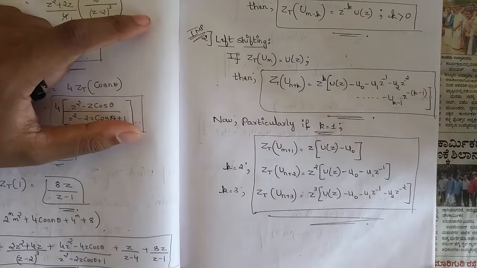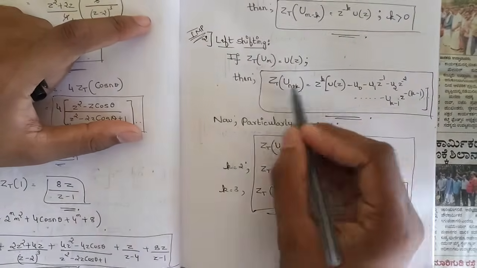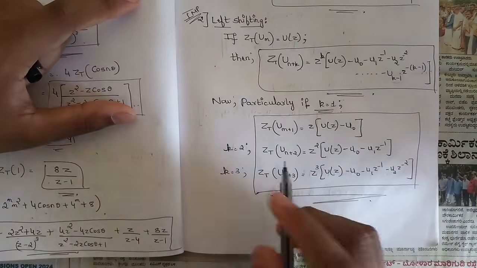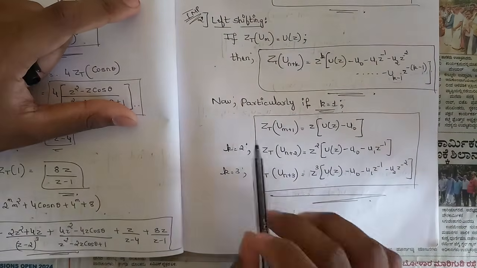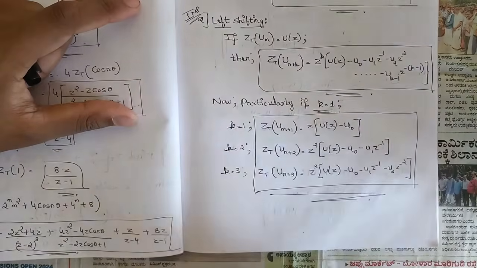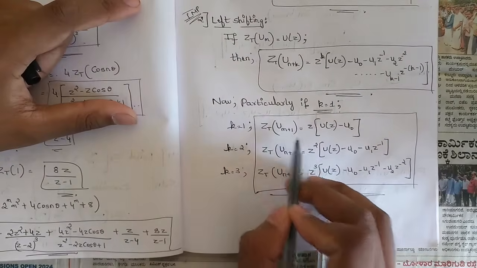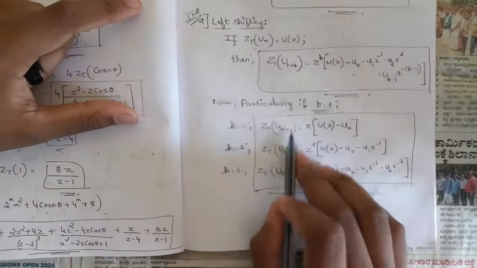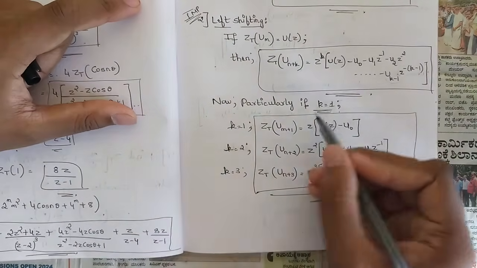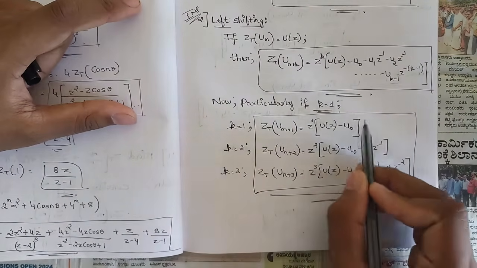This k minus 1 corresponds to the last term of the series. For example, if the series goes from u0 to u5, then the last k value is 5. So there are some particular cases as well for this left shifting, particularly if k is equal to 1, 2 and 3. Then the Z-transform of u of n plus 1, that is, in place of k we have written it as 1, is given as z to the power 1 into U of z minus u0.